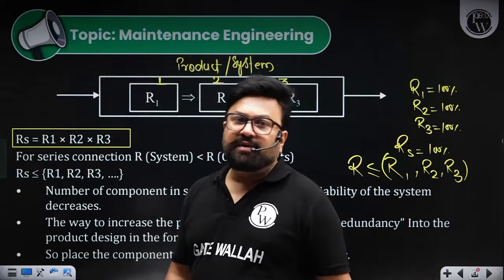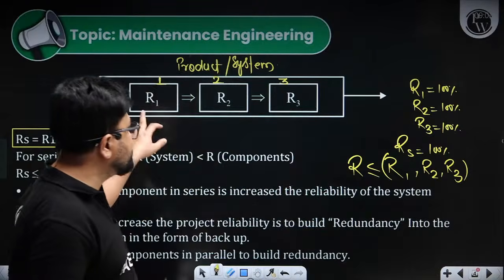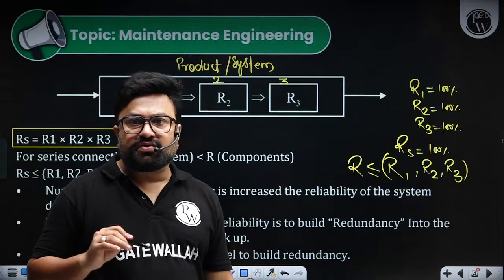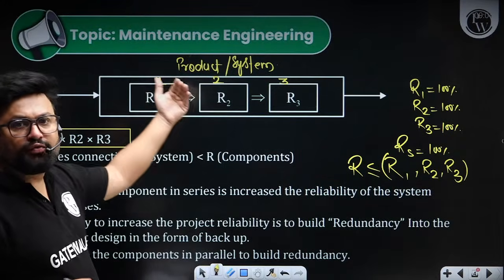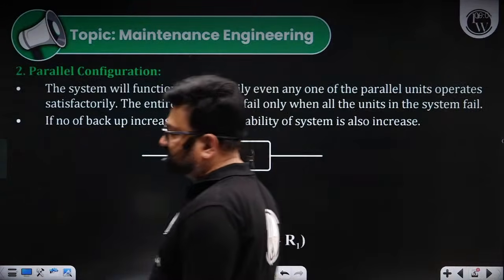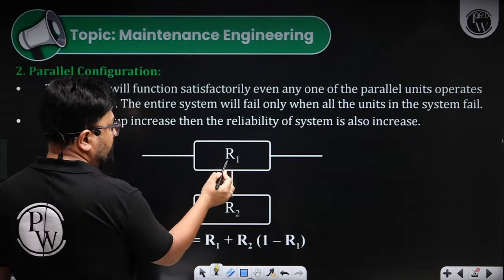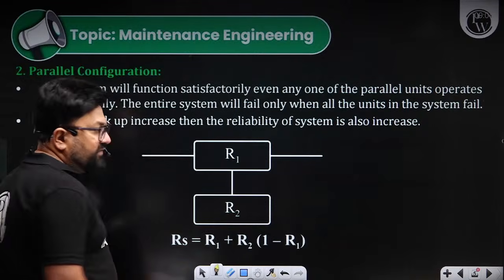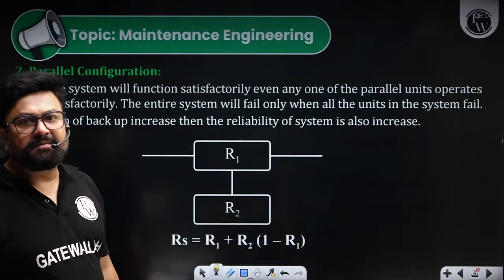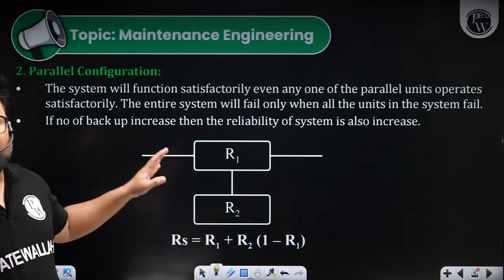Now the number of components in series increases. As the number of components in series increases, reliability goes down, right? So here if you want to increase the reliability, then we go to the parallel configuration. This is a parallel configuration. In the system, this is a component, and along with that component we add another component in parallel configuration, right? In parallel.